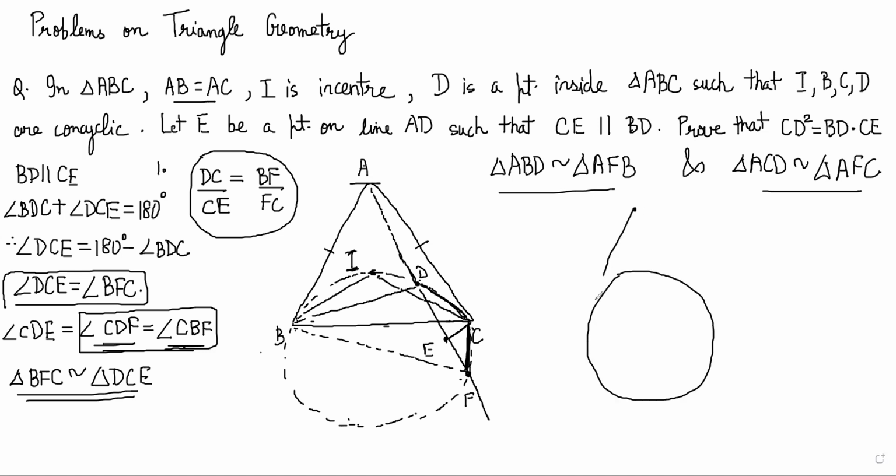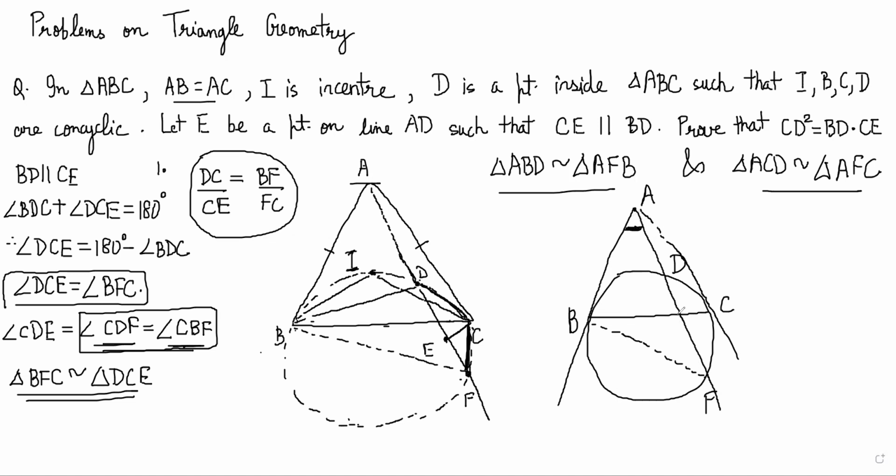So A is here. This is tangent B, A, and AD was a line like this. This was D, and this was F, and this was C. AB and AC were tangents. So ABD and AFB, right? That is what I have to see. Okay, so we can say that both of them have a common angle, right? Angle A is common to ABD also and AFB also. So all I need to show is one more angle is equal, right?